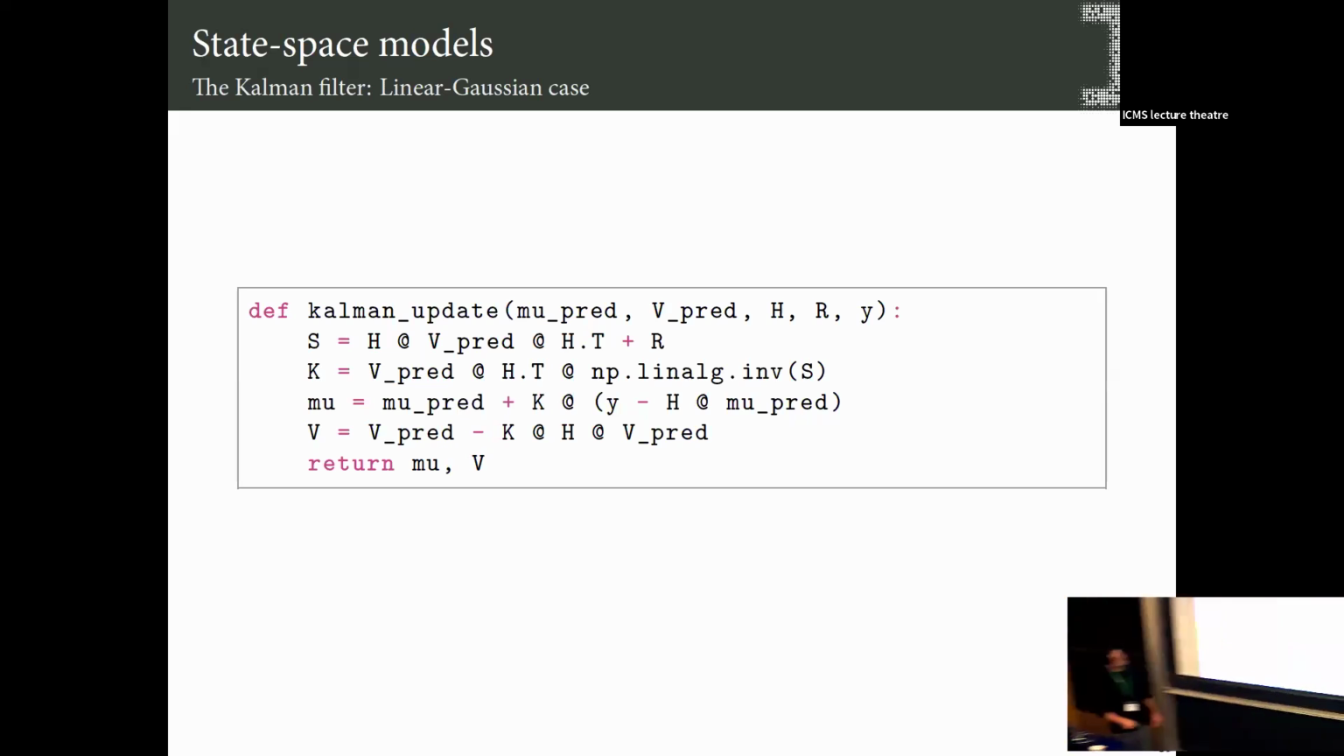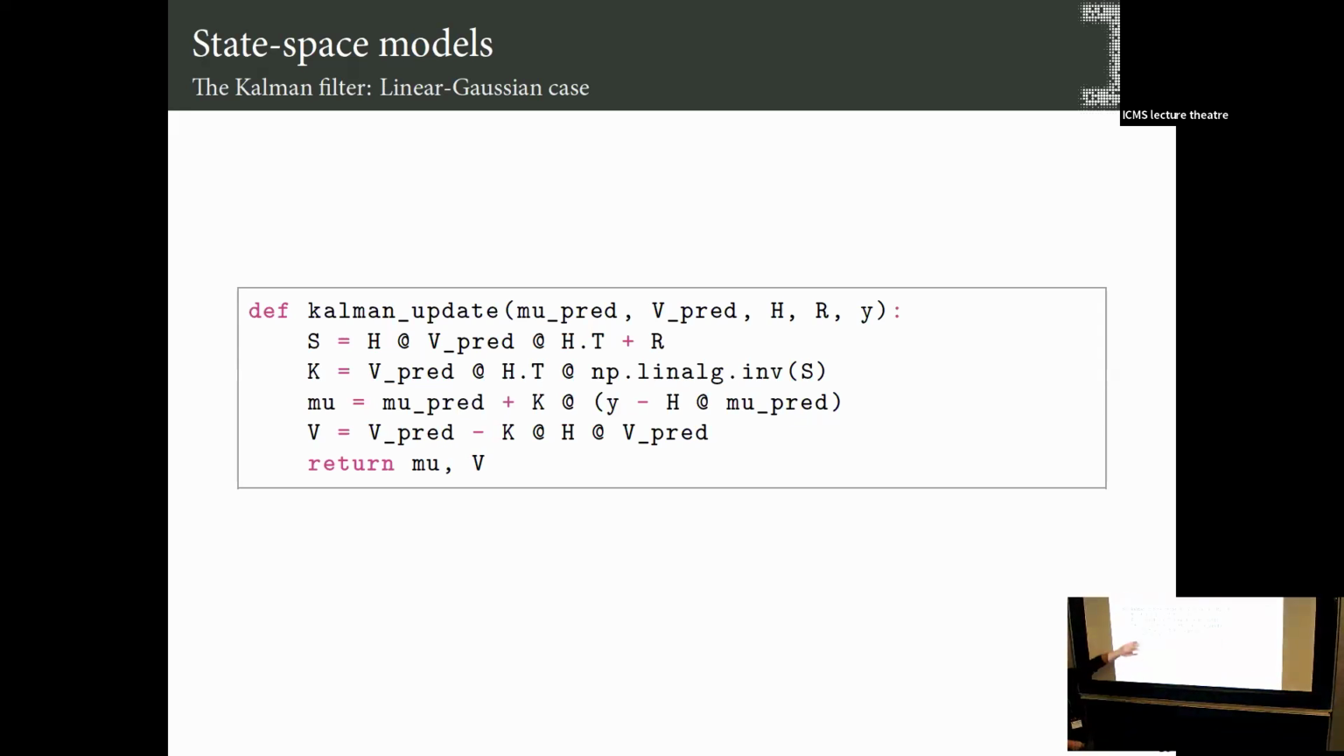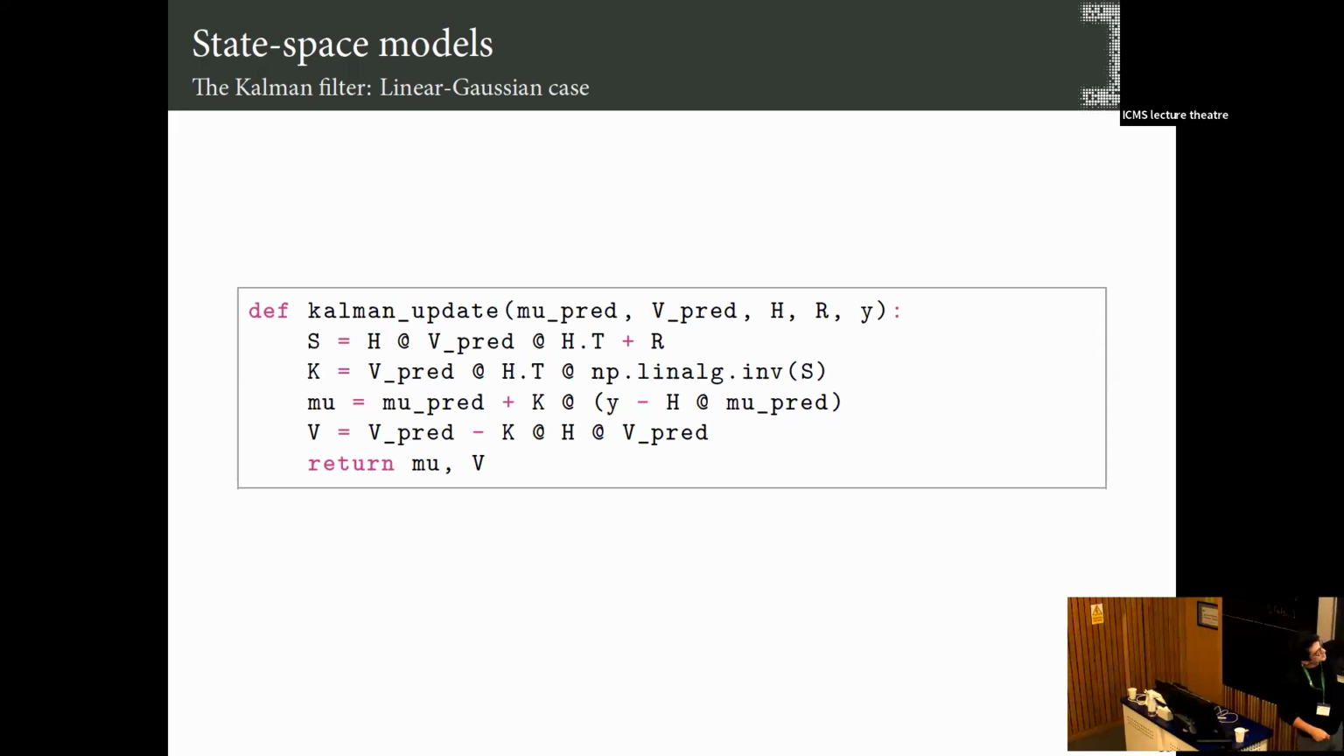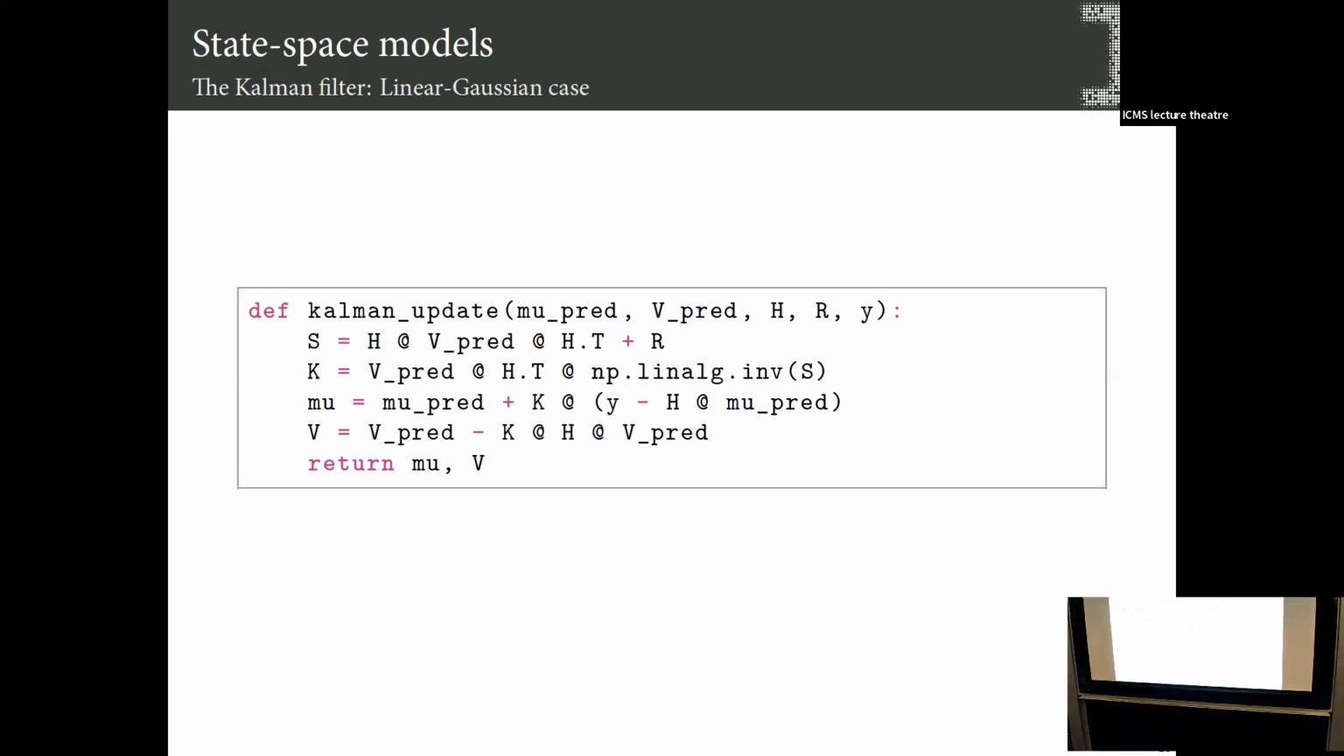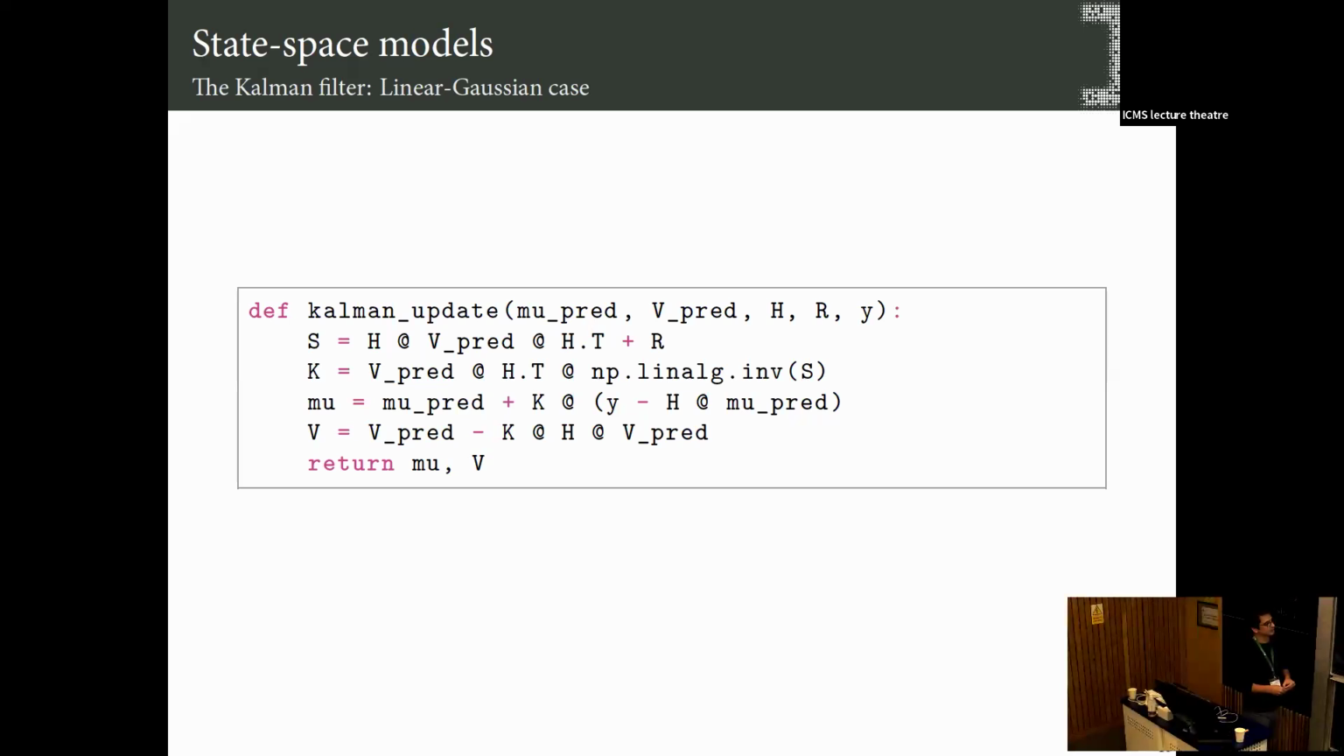And you will see there are different names for these quantities here. For example, K is called the Kalman gain, and there's of course a huge literature in control theory and filtering in general relating to convergence and stability of these quantities and so on. But we will not go there. So as far as we are concerned, this is the implementation.